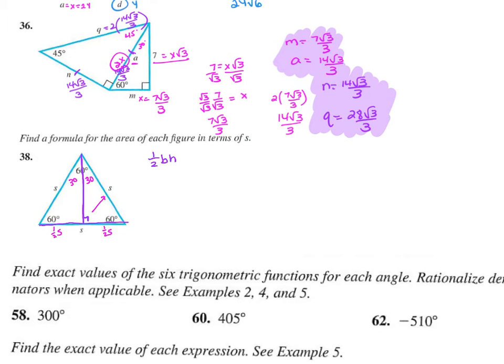And then the height would be the 1/2 S times the square root of 3. So I'd get 1/2 the base, which is S, the full base, and then the height, which would be 1/2 S square root 3. So 1/2 times 1/2 would just be 1/4. And then S squared times the square root of 3, and that would give you the formula for the area.